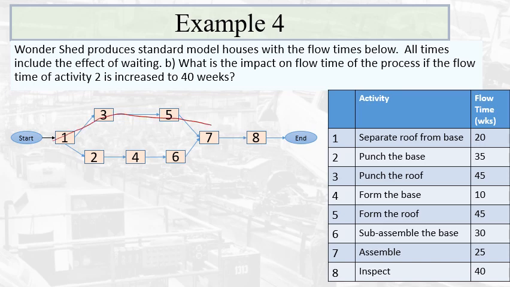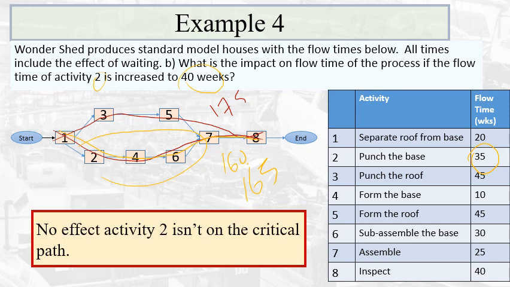So we know that the first path is 175 weeks, and the other one, I'll do it in a different color, is 160. Now they're telling us what happens if activity 2 is increased to 40 weeks. Well, it's now at 35. So if we increase it 5 more weeks, we're going to be at 165. So this path is still not critical. It's not going to change anything. So no effect, because activity 2 is not on the critical path.